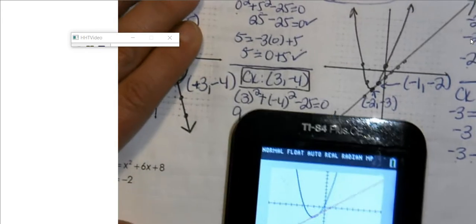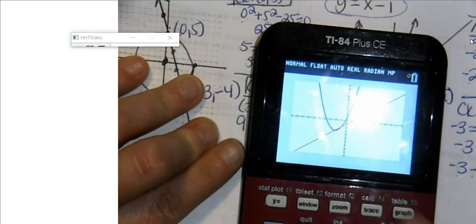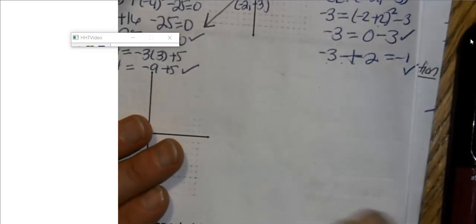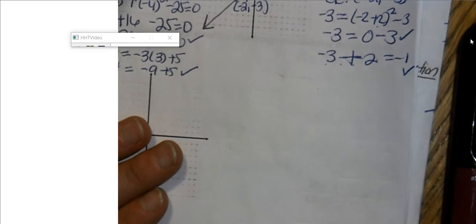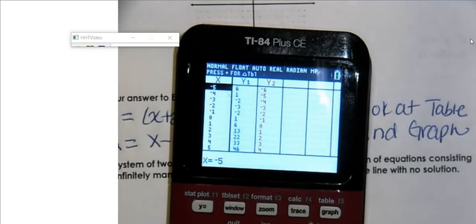So what I can do is press second graph, and that's going to show me my table. I'll write down that step as well. So I want to look at the table, and that is with second graph. I'll write that down right here. And now I'll zoom into my graphing calculator so you can see what I see.